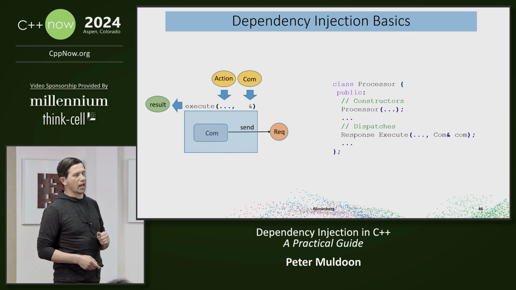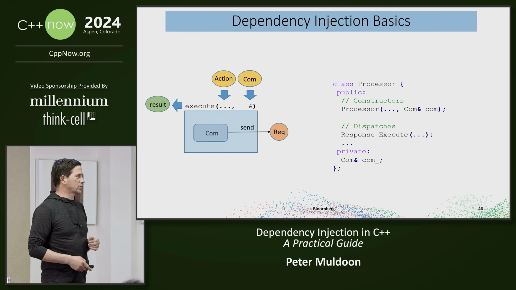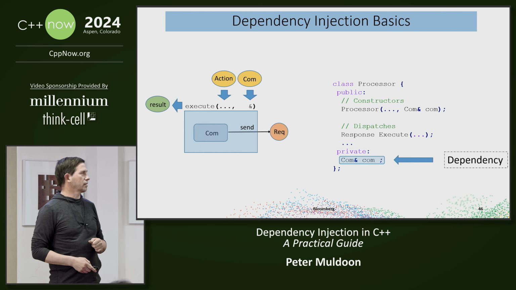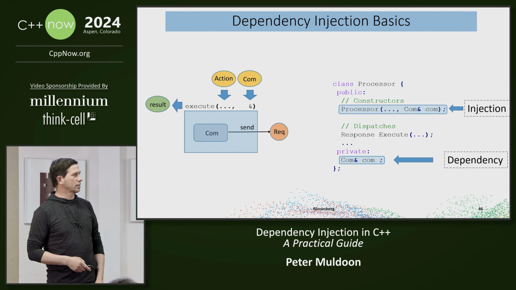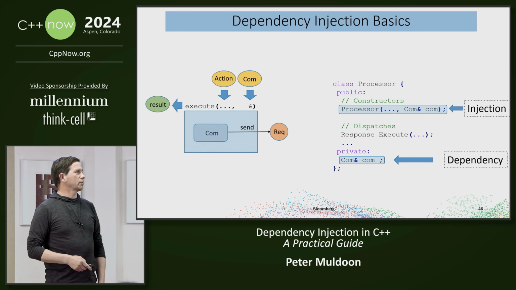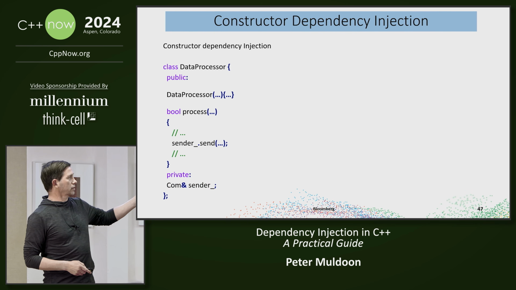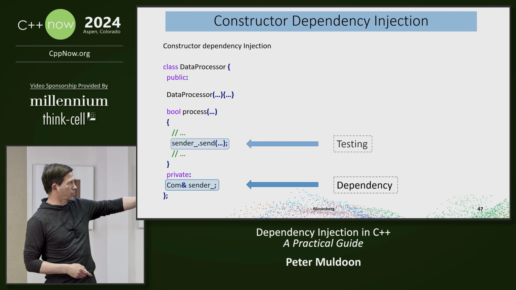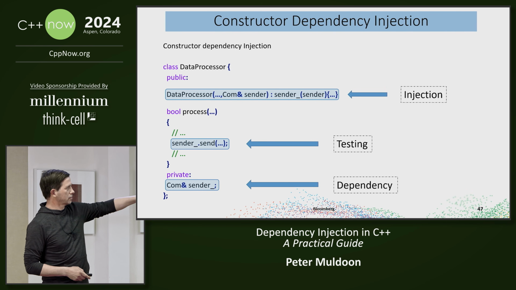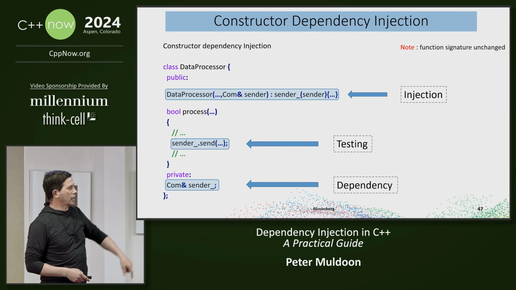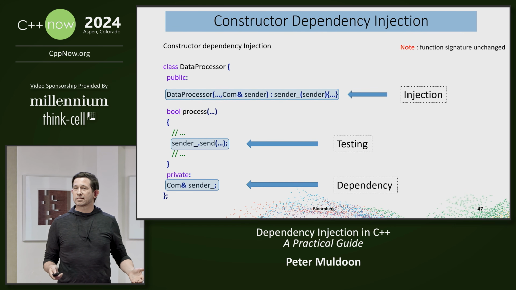Well, what happens if this happened to be in a class? What I would do is just move that up there. And now I have my dependency being held in the class from when I injected it in the constructor. And nothing changes. The function, as you can see, hasn't changed. So the process function, we have the dependency, the testing, the constructor, as before, and the function signature is unchanged. Have I introduced any problem here?